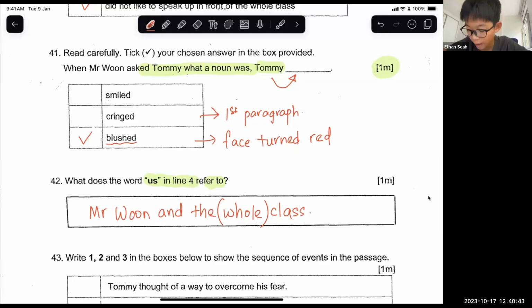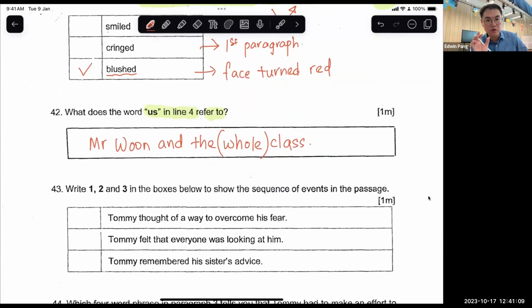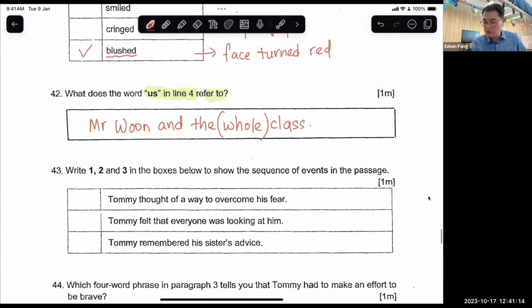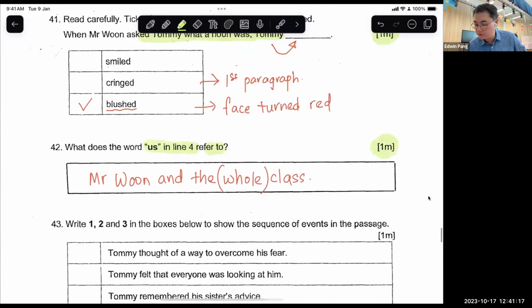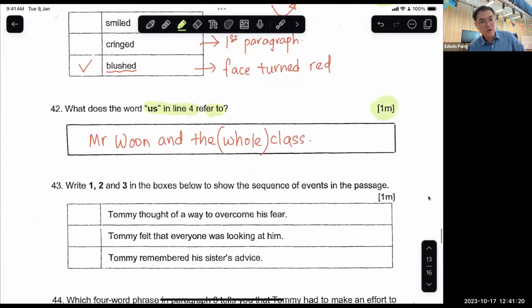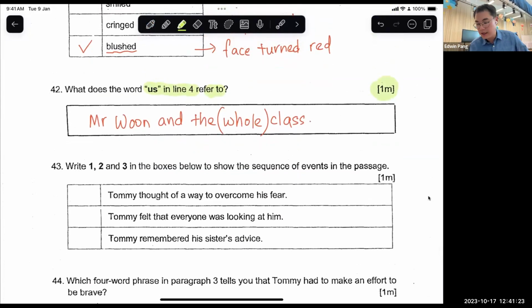Yes, Ethan? I put Mr. Woon and Tommy's classmates. That's fine because Tommy's classmates refer to the class. Keen? I wrote the word us with an open and closed inverted comma refers to Mr. Woon and the students in the classroom. That's fine, okay? But there's no need to repeat the question. You can simply write down the answer, okay? Yeah. So that's fine. Or I think as long as you have the word class or his students or his classmates, I will accept. Okay? Very good. Thank you. And remember to highlight the number of marks again. Don't forget, right? So this 1 mark is not easy. Yeah? It requires 2 parts, Mr. Woon and the whole class.